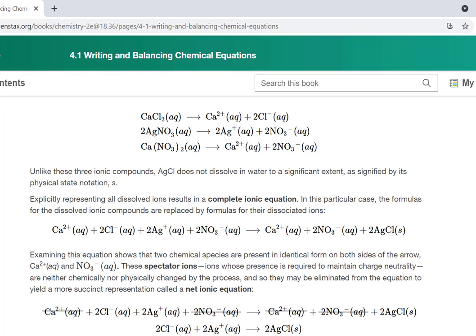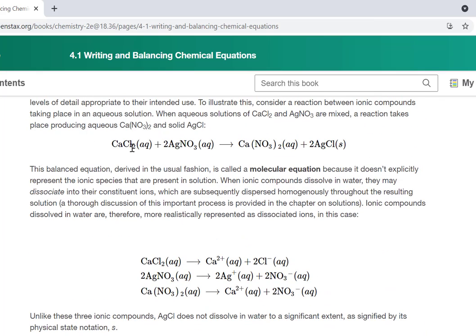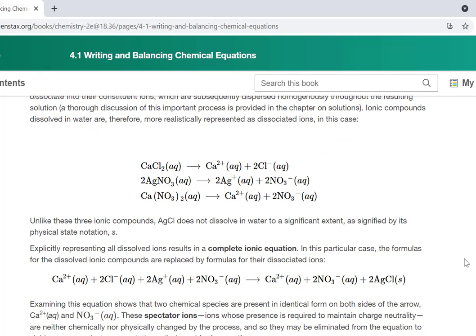So the complete ionic equation is showing a lot of information, and what you'll want to be able to do is to go from this sort of chemical equation, where we're not showing how they break apart, to what we call the complete ionic equation.